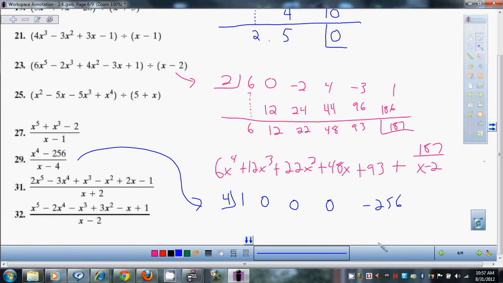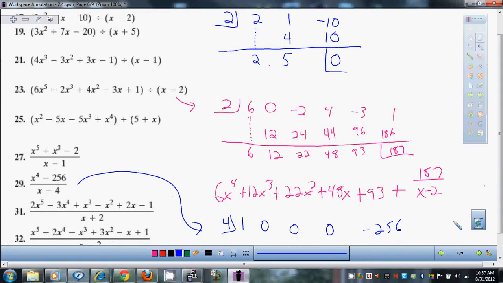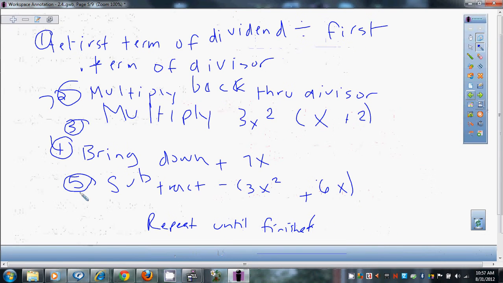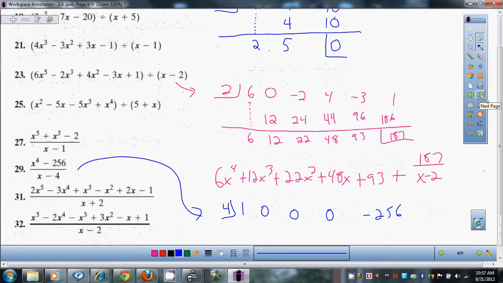No, you just have to multiply by a negative number every time. What do you mean? Because you can only do this when it's just x and a number. See, some of these were full trinomials and stuff. You can only use synthetic when it's just x and a number. So whenever it's negative, it's positive. Whenever it's positive, it's negative. Questions?